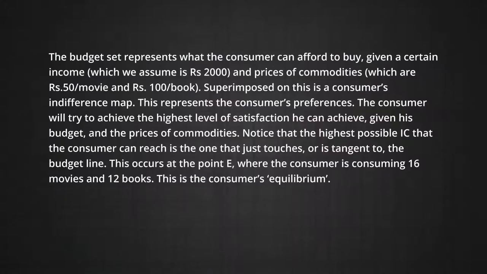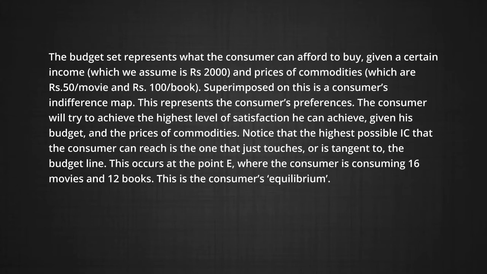In principle, you can also extend this analysis to more than two commodities, but that would just make our diagrams extremely complicated. The budget set represents what the consumer can afford to buy given a certain income, which we assume is rupees 2000, and the prices of commodities, which are rupees 50 a movie and rupees 100 a book. Superimposed on this is a consumer's indifference map. This represents the consumer's preferences.